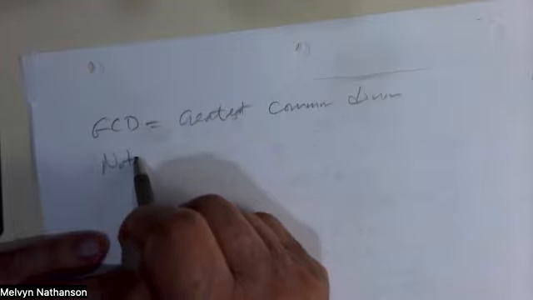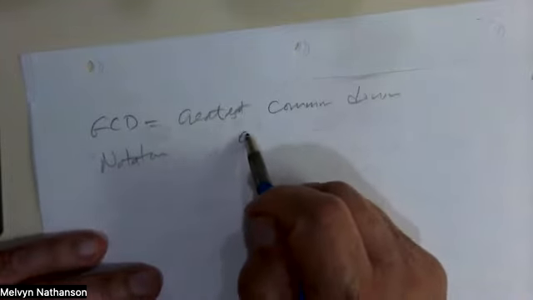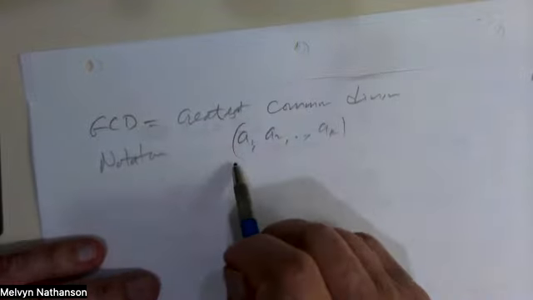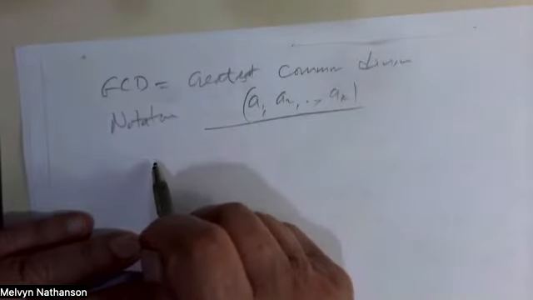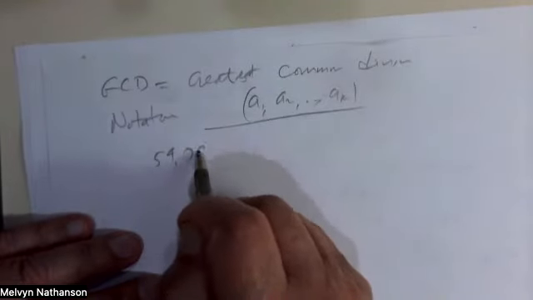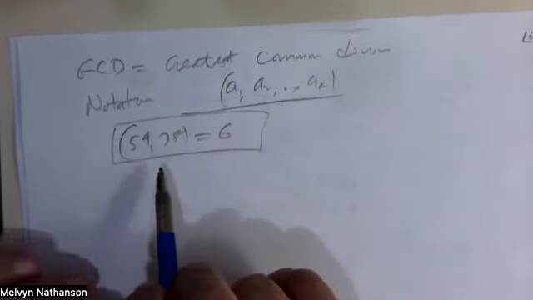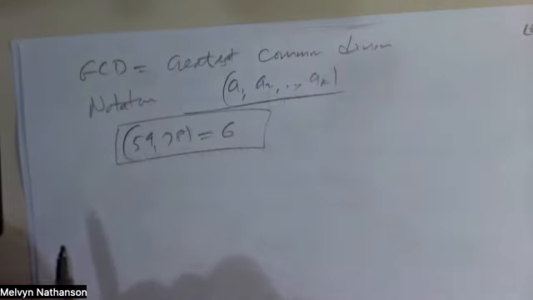And the notation for the greatest common divisor of integers a1, a2, up to a sub k is just to put those numbers in parentheses. So what we just proved is the GCD of 54 and 78 is equal to 6. This is the greatest common divisor of 54 and 78 is equal to 6.